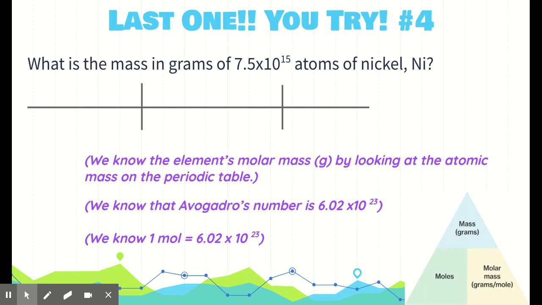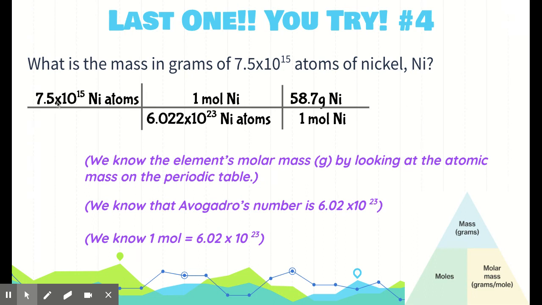You know that you're going to start with 7.5 times 10 to the 15th atoms of nickel. That'll be in your top left corner. Atoms of nickel has to come down and across. We know we can go straight from atoms to moles. So we have atoms of nickel, and atoms of nickel goes here. 1 mole of atoms is 6.02 times 10 to the 23rd. That is always true. 1 mole of anything is going to be equal to this.